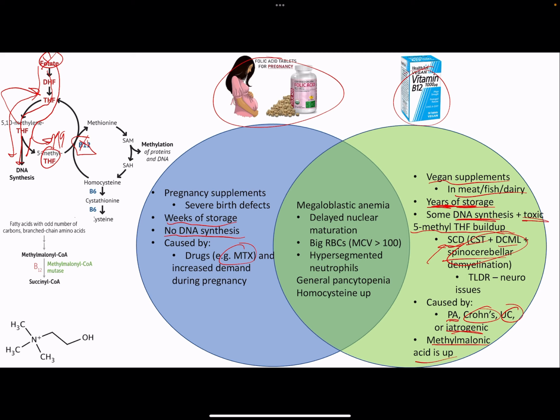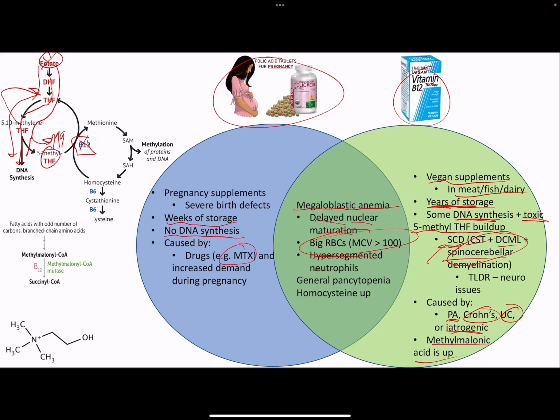Now, both of these are going to cause megaloblastic anemia because we're not doing as much thymine production as we need. Hematopoietic cells divide a lot, so it hits them extra hard. So the delayed nuclear maturation, large red blood cells, hypersegmented neutrophils. Again, the nucleus is going to be screwed up. So it all kind of makes sense there a bit.